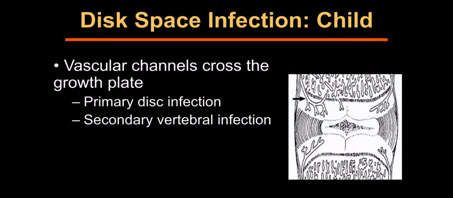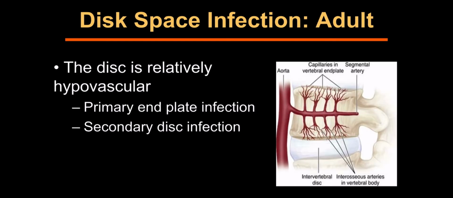In the child, vascular channels cross the growth plate, so the disc is relatively vascular, and the primary infection from this hematogenous spread is within the disc, but then it spreads very quickly to the adjacent vertebral end plates. In the adult, the disc is relatively hypovascular, and so the initial infection is in the vertebral end plate or end plates, with secondary spread usually within a few days to the intervertebral disc.